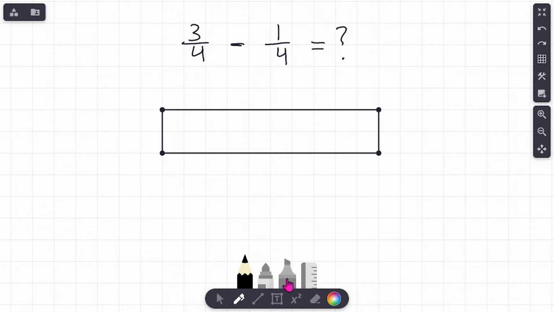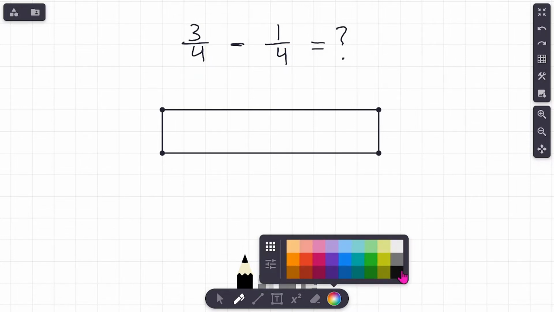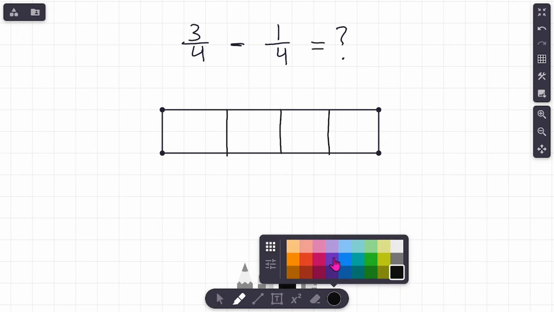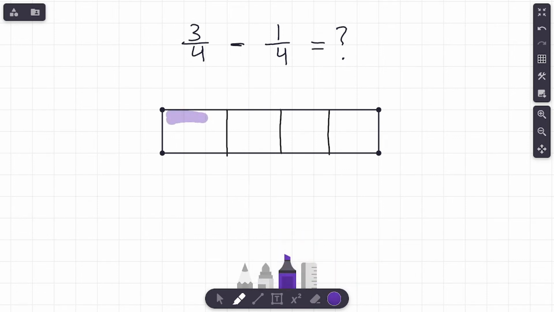So because they're the same, that's going to help us when we're drawing our model. So what I'm going to do here is I'm going to draw fourths in our model. So there's a fourth, there's a fourth, and there's a fourth. So we've got 1, 2, 3, 4. I'm going to color in 3/4. Okay, let's color that in. Let's go with purple. So let's color in 3/4 of this model.